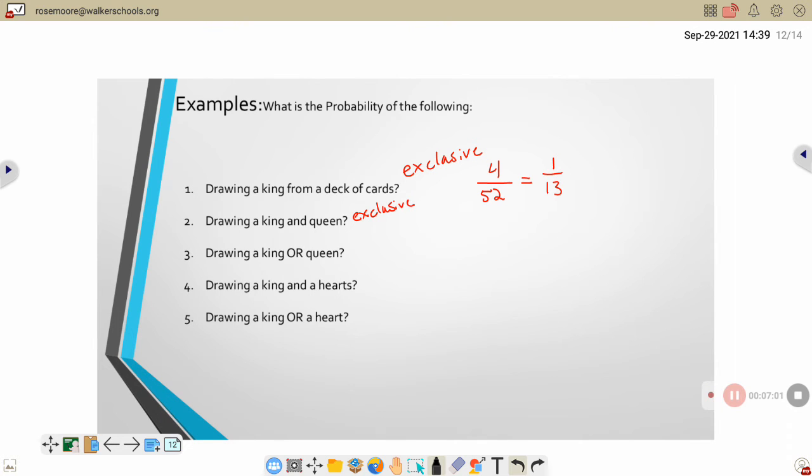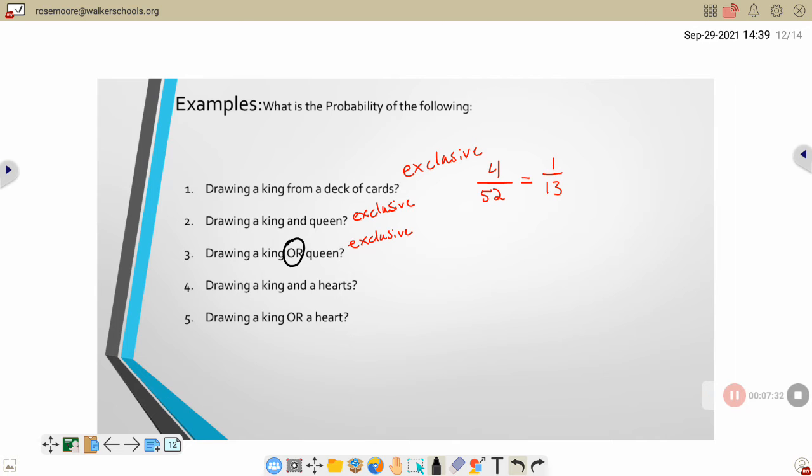Okay? But it's also impossible, so we can't calculate the probability because you can't draw a king and a queen at the same time. However, if we change the question to drawing a king or a queen, okay, it's still an exclusive event. Okay? But what you can do with this one is we can calculate it. It's still exclusive because it's going to be a king or a queen, but not both.